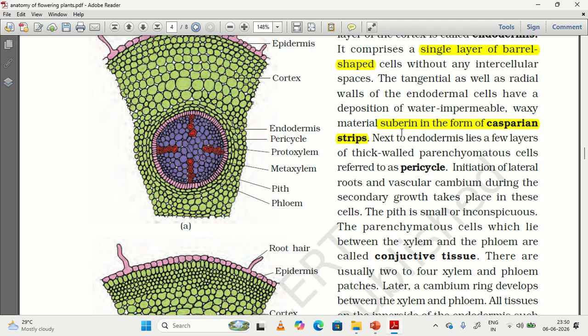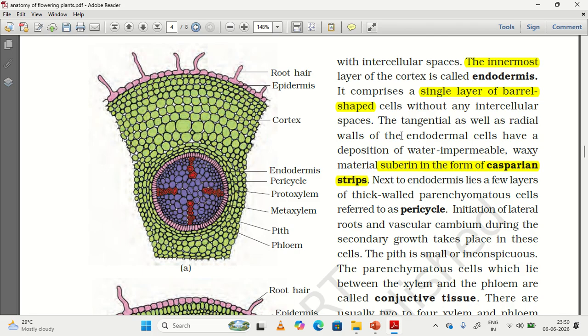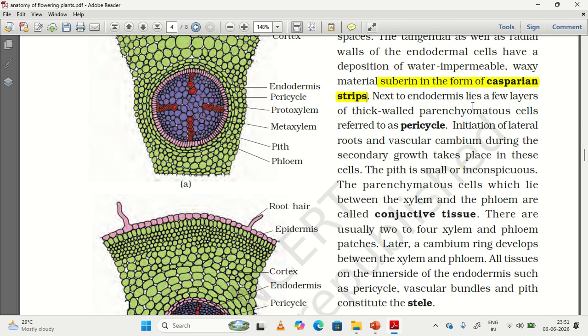Casparian strips can be found in the internal structure of the dicot root, along the tangential as well as the radial walls. So this endodermis, how many layered is it? It is one layered, without any intercellular spaces. These Casparian strips are made up of suberin and will not allow water to pass through them. Next to the endodermis, you will have a thick-walled parenchymatous layer, which we call the pericycle. Inner to the endodermis, you will have the pericycle.